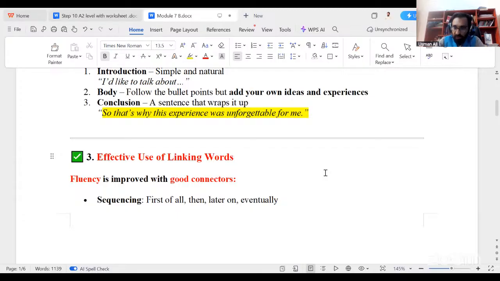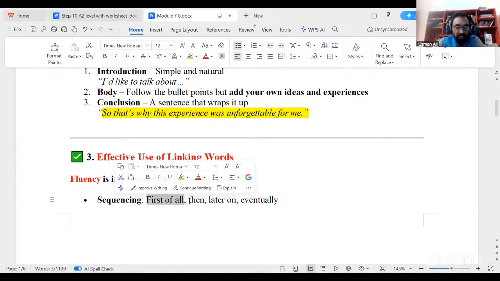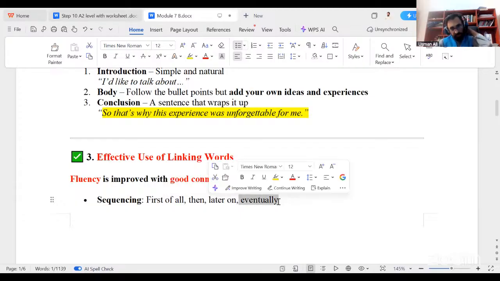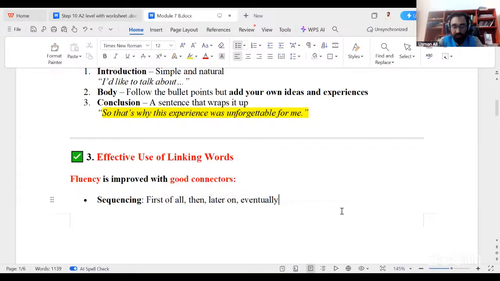And about sequencing, I have taught even in the first part of the IELTS test, that is in module 6. Okay, you can see it again as well. You can revise the concept as well. Sequencing: first of all, and then this happened later on, and eventually. Okay, eventually.